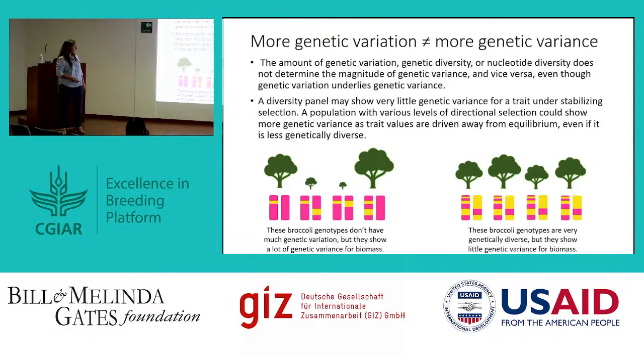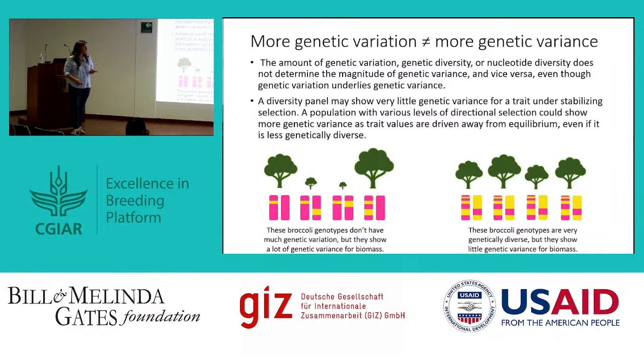Here's a group of broccoli genotypes that don't really have a ton of genetic variation, but they really have a lot of variance for biomass, right? And these, on the other hand, might be very genetically diverse, but with very little genetic variance for biomass. So as you have a population and you're applying selection to it, directional selection, you could have more genetic variance even as you reduce the variation in that population. If you think of the whole population over time.